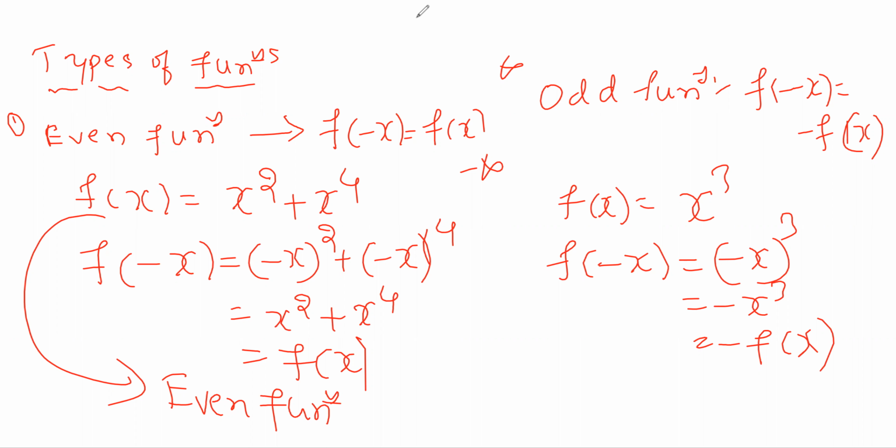So now I'm going to give a few more functions, and you tell me whether each is even or odd. The first is cos x. f of x equals cos x. Is it an even function or an odd function?